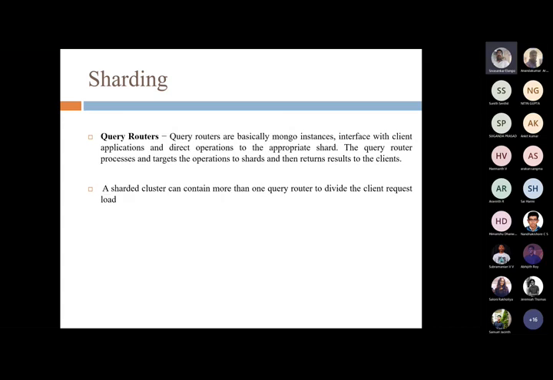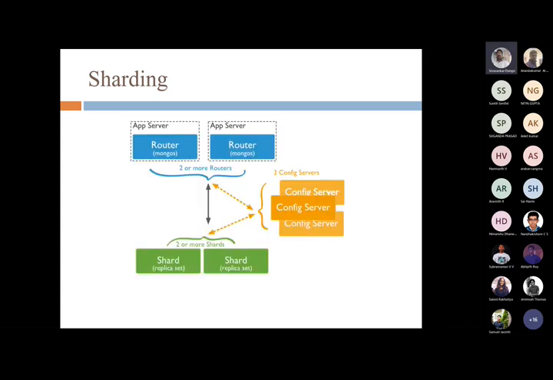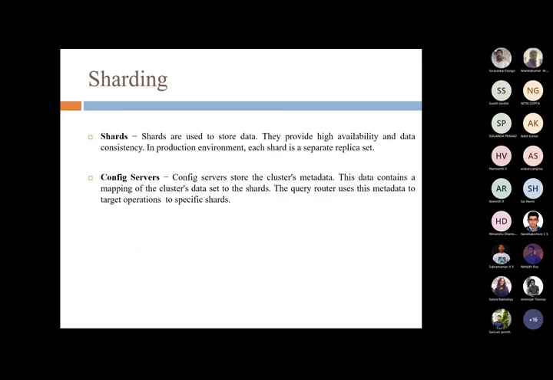So these are the three components in sharding. You have a router, you have a configuration server, you have the shards where the actual data is stored, replicated or duplicated, and spread across multiple nodes. The configuration server contains the metadata about the data that is being stored in a shard. The configuration server stores the cluster's metadata. This data contains a mapping of the cluster's data set to shards. The query router uses this metadata to target operations to specific shards.